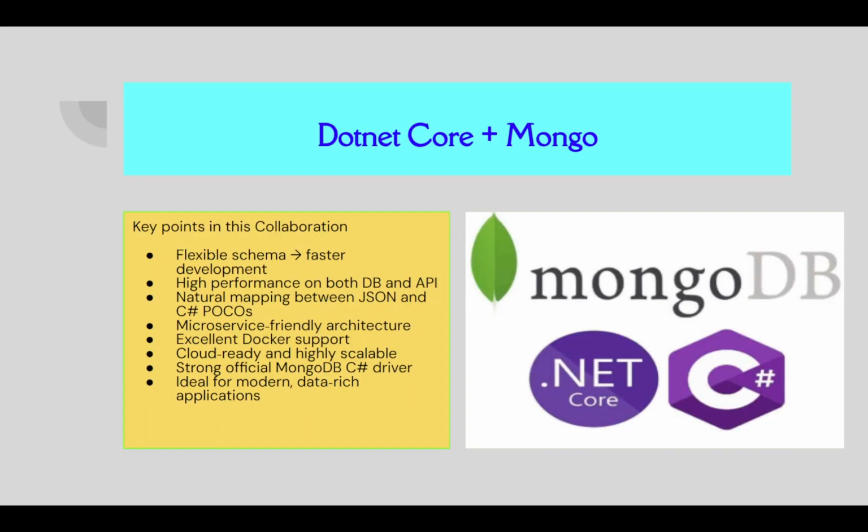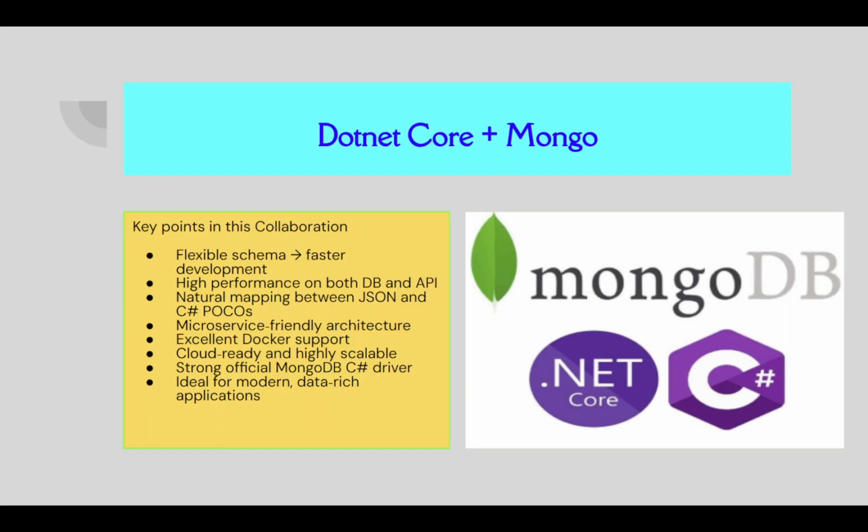So before jumping into practicals, let's see a few details of the .NET Core and the Mongo combination. So it's flexible schema and faster nature. MongoDB stores data as JSON-like documents, which maps naturally to C# classes. No rigid schema. There is no schema in MongoDB. It's schema agnostic and perfect for evolving applications.